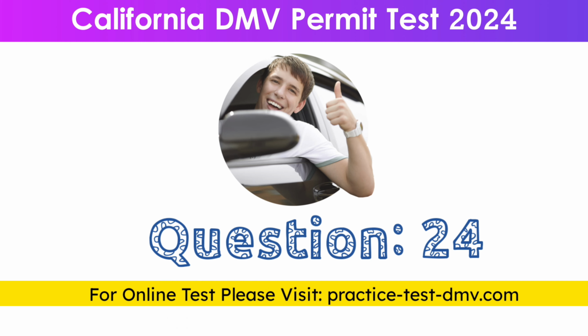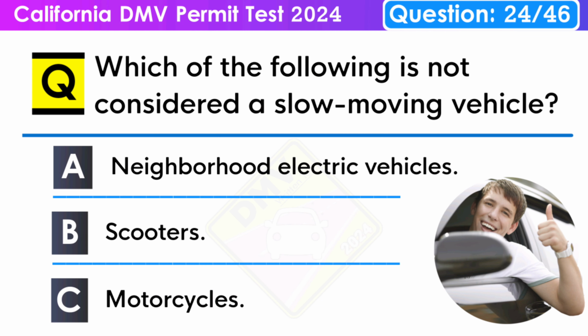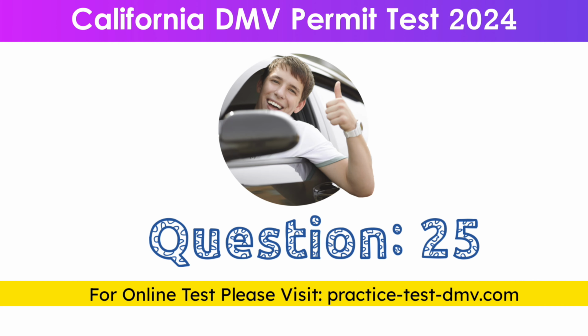Question 24. Which of the following is not considered a slow-moving vehicle? A. Neighborhood electric vehicles. B. Scooters. C. Motorcycles. Correct answer: C. Motorcycles. Motorcycles are not classified as slow-moving vehicles, while scooters and neighborhood electric vehicles typically operate at lower speeds, especially on public roads.